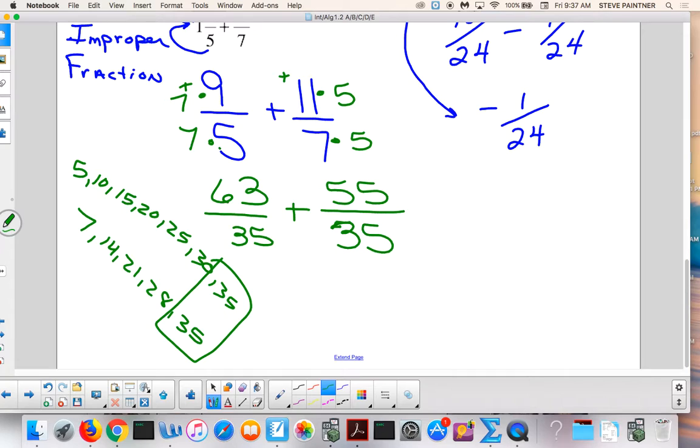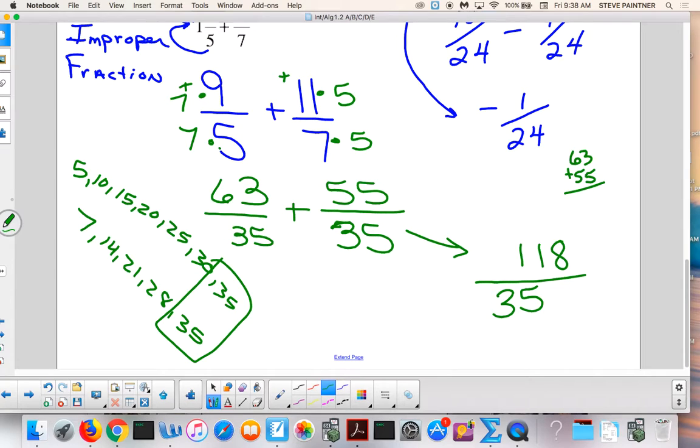Okay, you got common denominators? This should be okay now. You're not going to change your denominator, right? You're going to get what on the bottom? 35. On the top, positive plus a positive. What do you do to them? Do you add them or do you subtract? You add. So 63 plus 55 is 118.